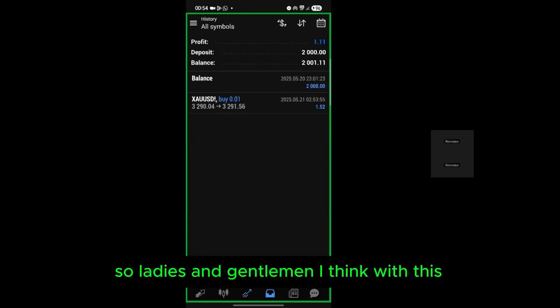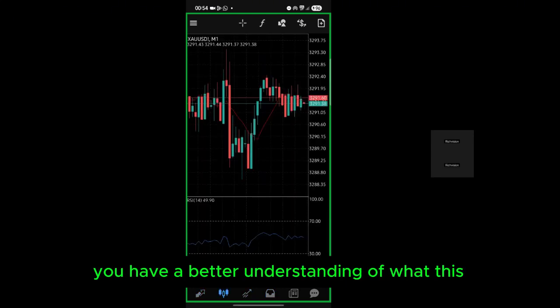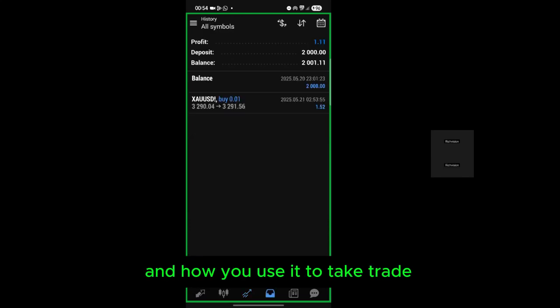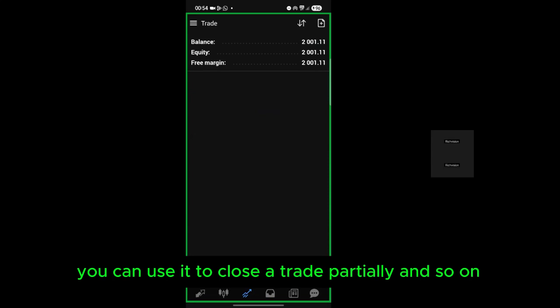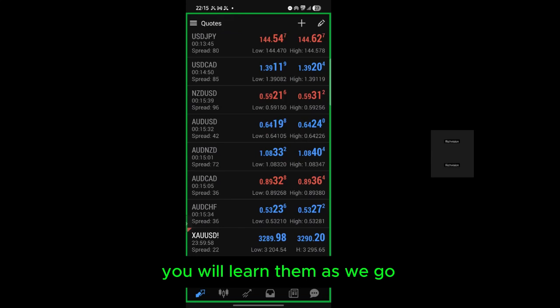So ladies and gentlemen, I think with this you have a better understanding of what the MT4 is like and how you use it to take trades. I've shown you how you can use it to close a trade, you can use it to close a trade partially, and so on. Some of those things, as we go on in the class, you will learn them as we go.